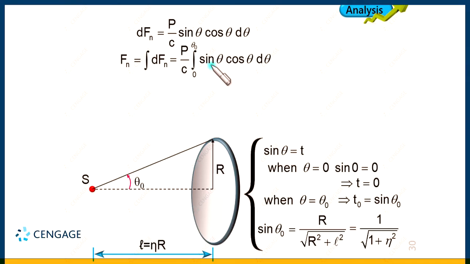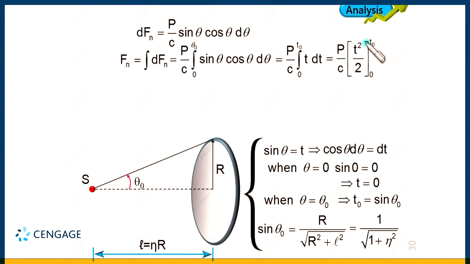Here we can substitute the value of sin theta equal to t, and the limit we have calculated. So the integration will be like this, right. Here we can observe, if we differentiate this relation sin theta equal to t, this will be equal to cos theta d theta equal to dt. Now we can substitute the respective values, the limit from 0 to t naught, t dt, right. So the integral of t equals t square divided by 2, right. We can substitute the limit, this is t naught square divided by 2 minus 0, right.